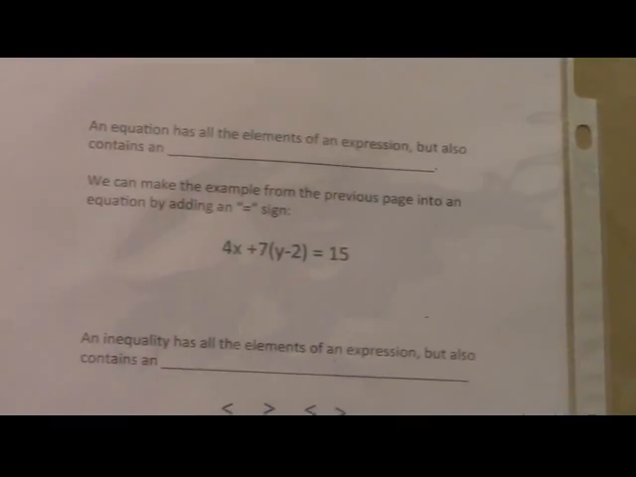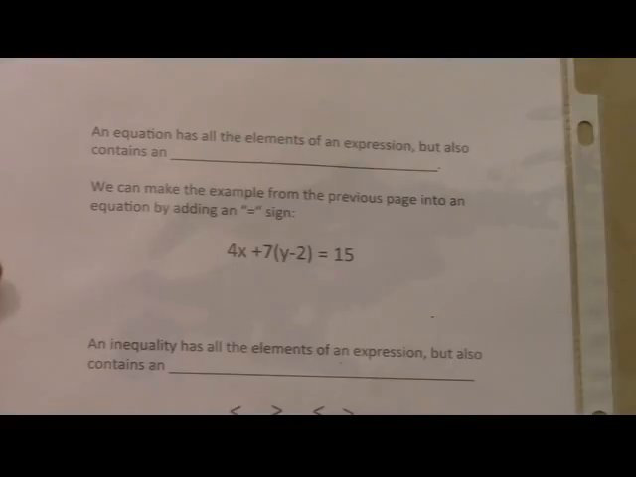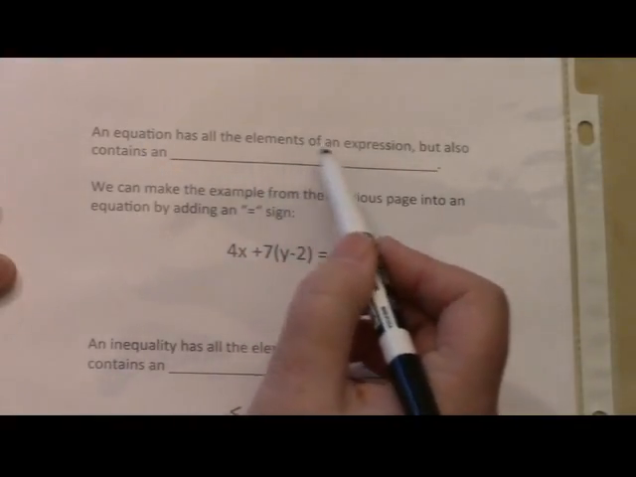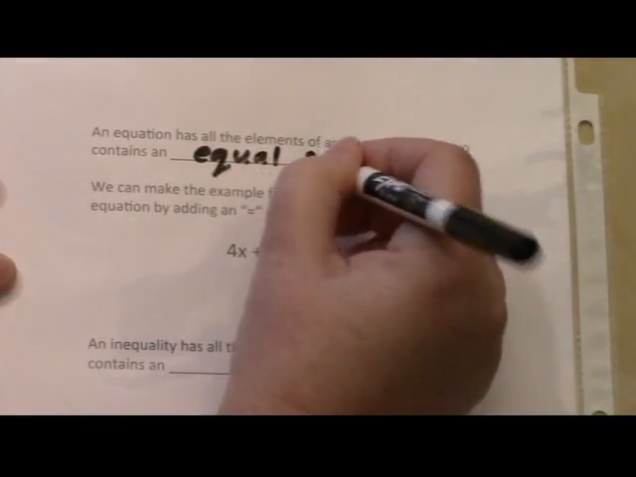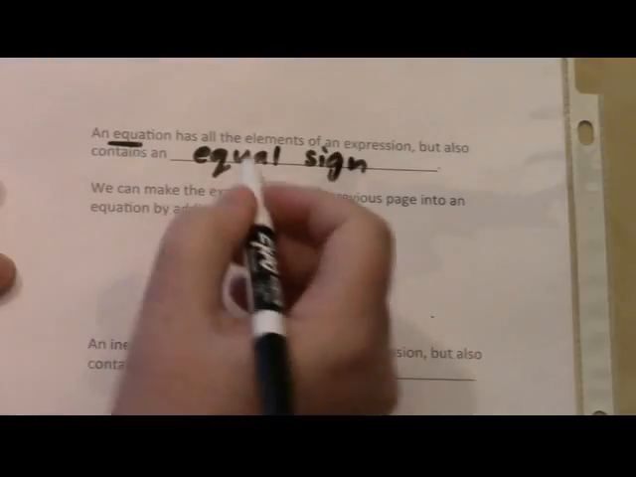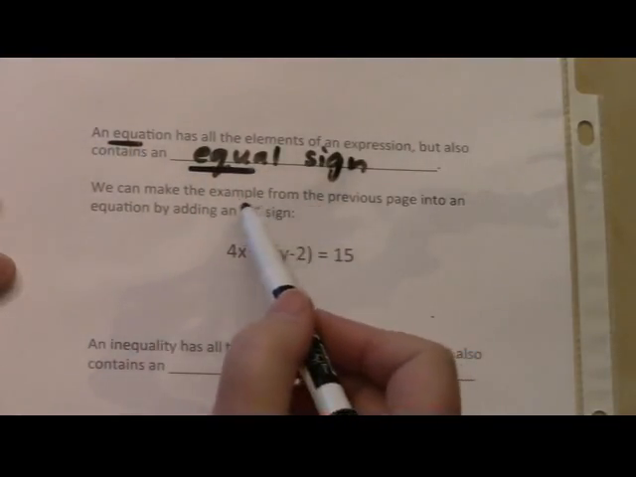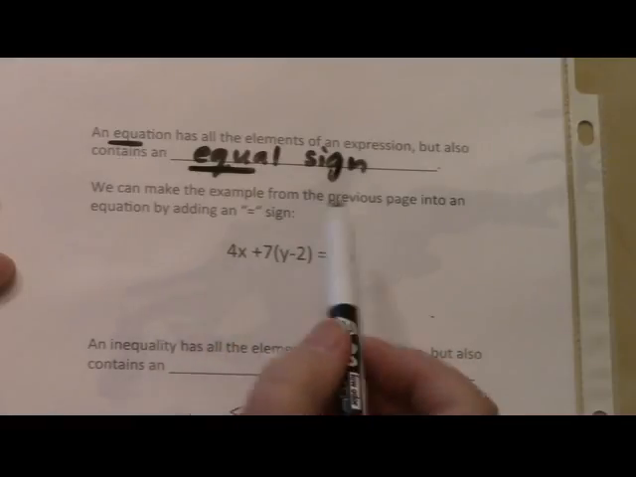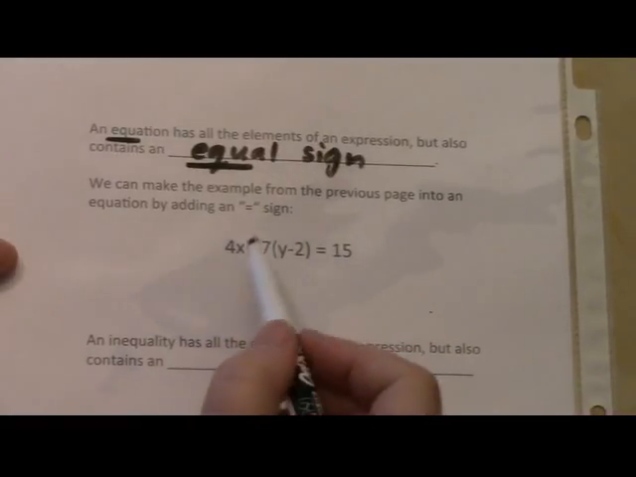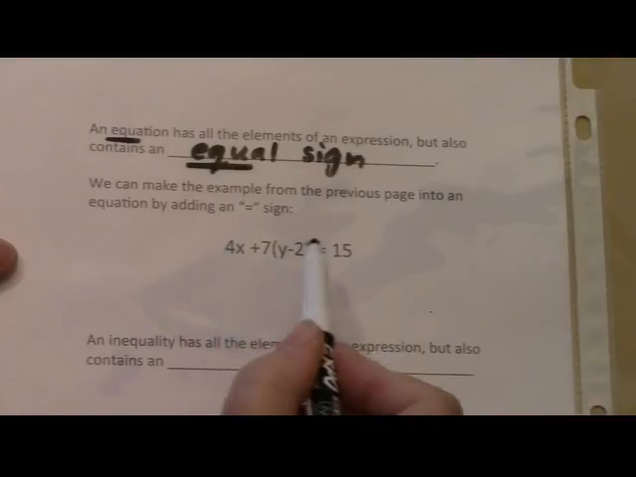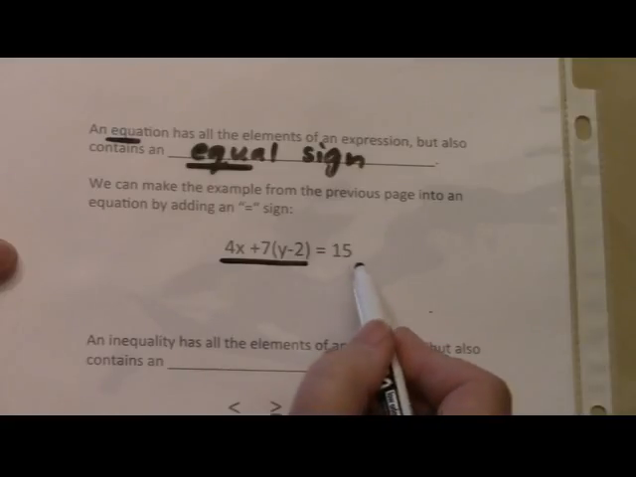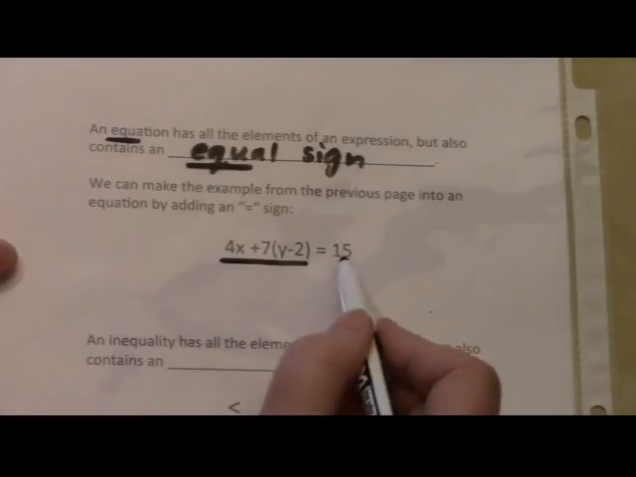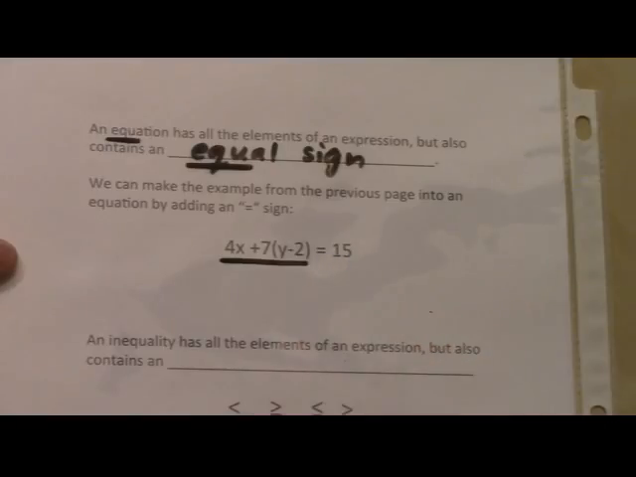If you turn to page 2, we're just going to take it to the next step and see what an equation is. An equation has all the elements of an expression, but also contains an equal sign. So think equation, equal. We can make the example from the previous page into an equation by adding an equal sign. So here we have our same 4x plus 7 times (y minus 2). Here's the expression, but now we've made it an equation by adding an equal sign and a constant, so it equals 15.